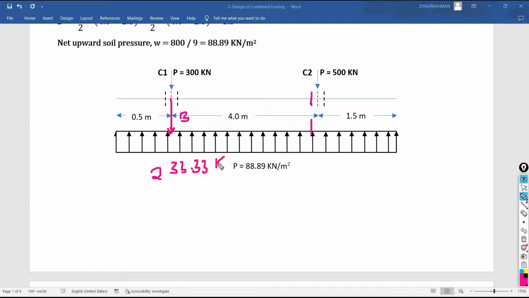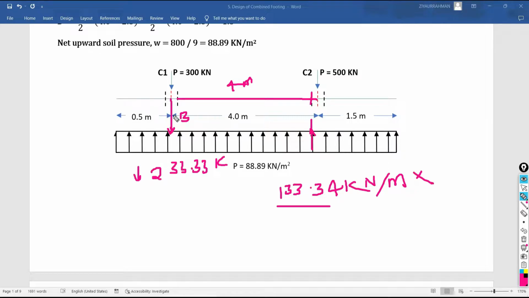233.33 kilonewton, which is in the downward direction. Now this much span we have to consider, that is 4 meter, and the upward soil pressure in uniformly distributed form is 133.34 kilonewton per meter. So I am going to multiply this value with this center to center distance of 4 meter, and I have to add this to the downward 233.33 kilonewton. So you get the resultant value for the left hand side for this C point, which is at the center of your column C2.